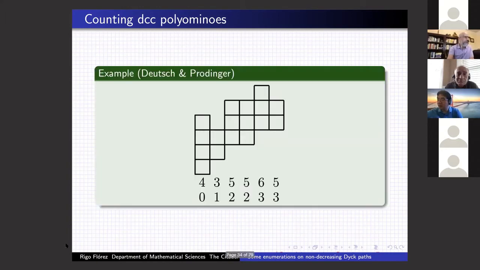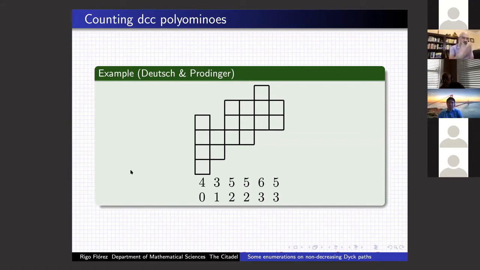Okay, later, Deutsch and Prodinger found a connection between this and a non-decreasing Dyck path. And the bijection was given by this. They create levels and they said, okay, this is level zero, level one, level two, level three, level four. And that is what we have here, level zero and up to level four. Same thing for this, level one, two, three, and so on.